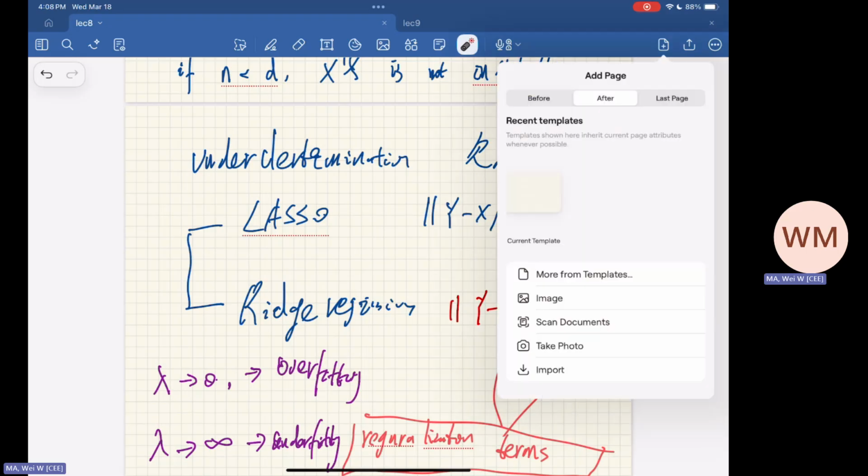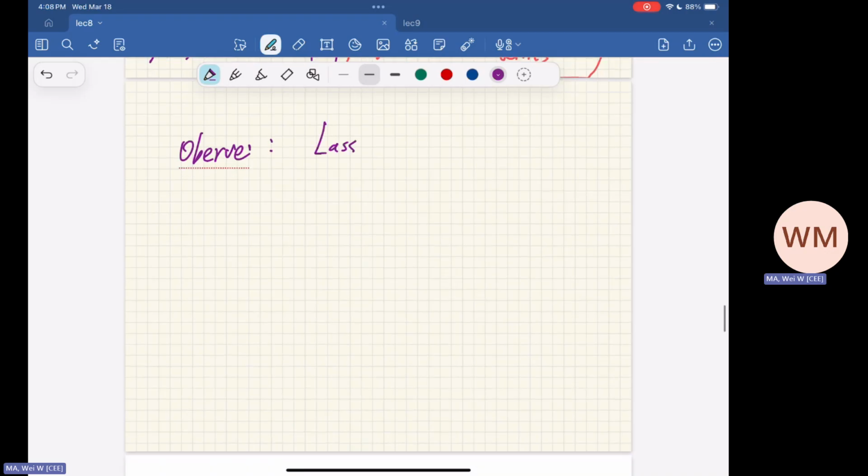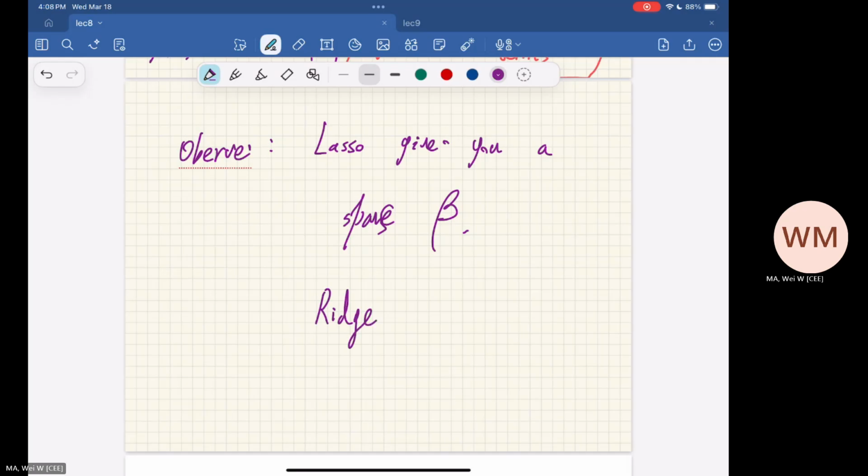In general, there are some observations which are actually difficult to prove. The observation is that lasso gives you a sparse beta. What does sparse beta mean? It means that there are a lot of 0s in the beta. And ridge gives you a dense beta, but with a lot of small values.